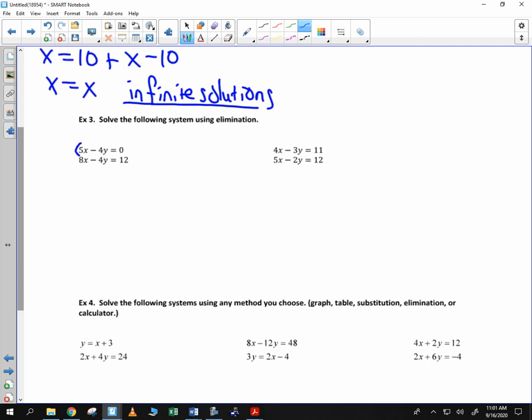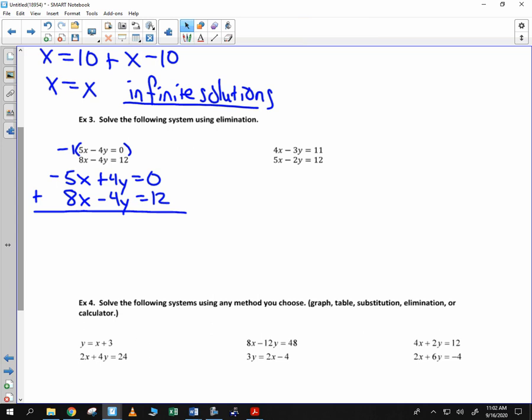I'm going to multiply the first one through by a negative 1. And when I do, I get a negative 5x plus 4y equals 0. On the bottom, I get 8x minus 4y is equal to 12. I'm now going to add those together because if I do, I see that the middles will eliminate. The y's will go away. And I get 3x is equal to 12. Divide by 3, and I have x is equal to 4.